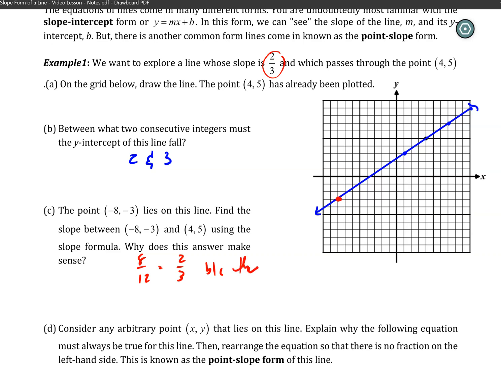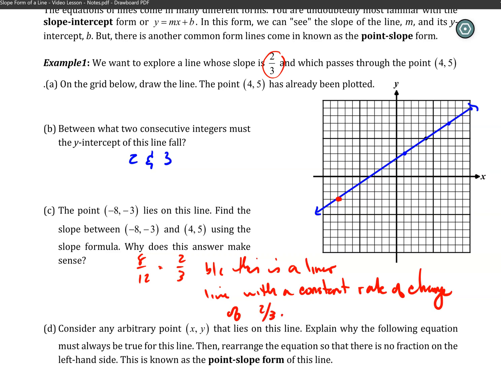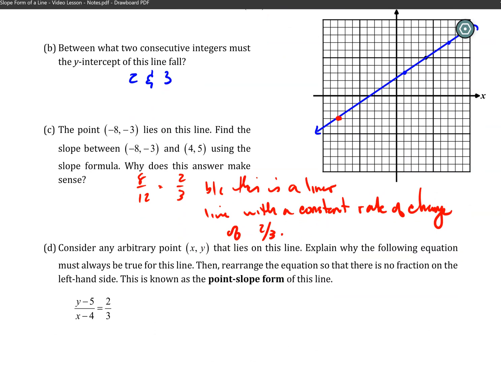Because this is a linear line with a constant rate of change of 2/3. All right, so part D, consider any arbitrary point, (x, y), that lies on the line. Explain why the following equation must also be true for this line. Then rearrange the equation so that there is no fraction on the left side. So again, (y minus 5) over (x minus 4) is equal to 2/3. So this is just the slope formula, right?